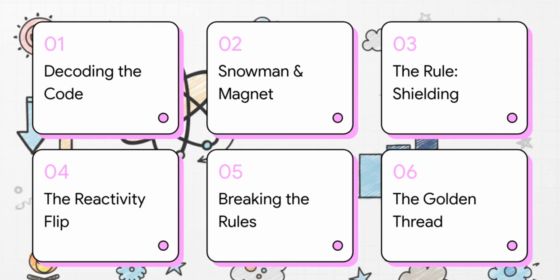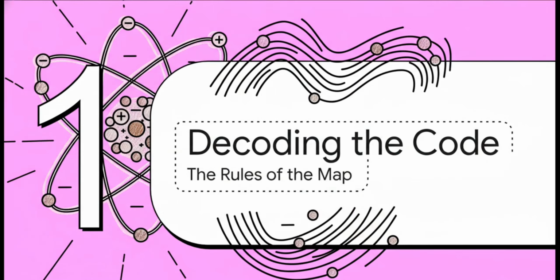So here's our game plan. First, we'll decode the basic rules of the map. Then we're going to use two really simple but powerful analogies, I call them the snowman and the magnet, to get a handle on atomic size. We'll uncover the golden rule of shielding, solve the mystery of the reactivity flip, meet some fascinating rule breakers in the middle, and finally, I'm going to give you the golden thread that'll help you explain any trend you'll ever see.